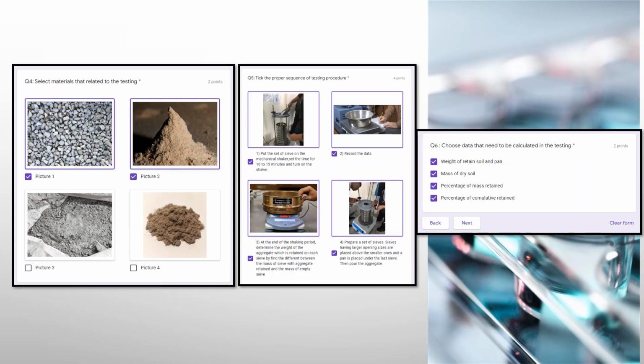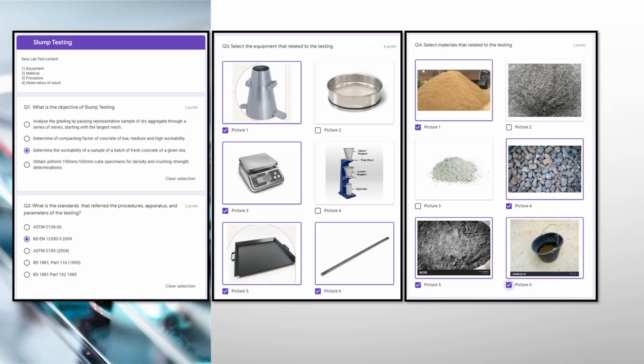The following figure displays the question regarding method as well as building materials related to the selected laboratory test. This figure is the example of the multi-choice and checkbox questionnaire regarding tools and material for slump tests.